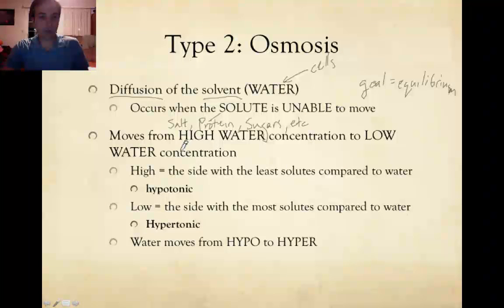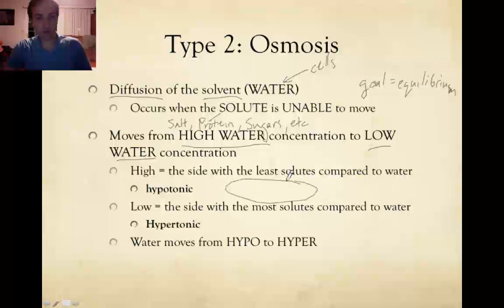So in order to understand osmosis and the way that water moves, we got to think about the high and the low. So just like diffusion, you're moving from high to low, but in this case, it's the high water concentration to the low water concentration. And these are a little difficult to visualize. So what I mean by high water concentration is it's the side or the area with the least amount of solutes compared to the water.